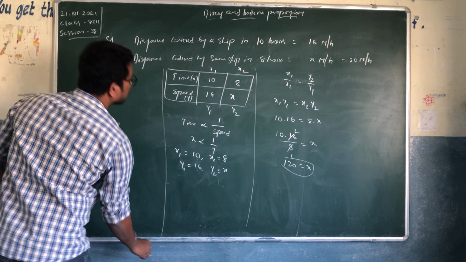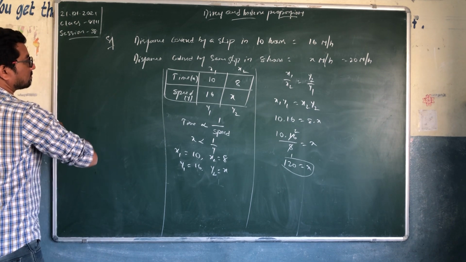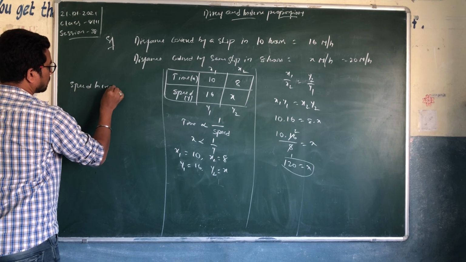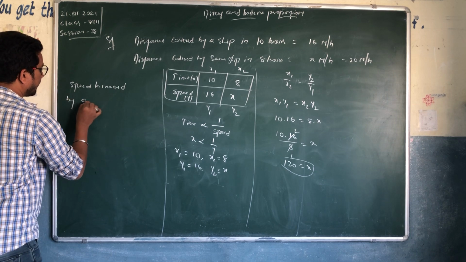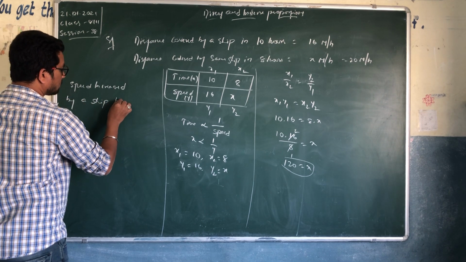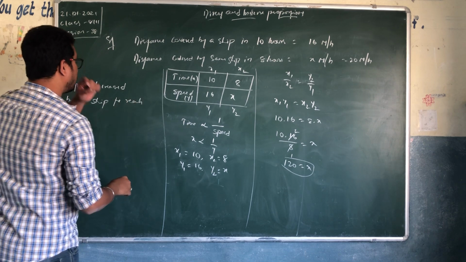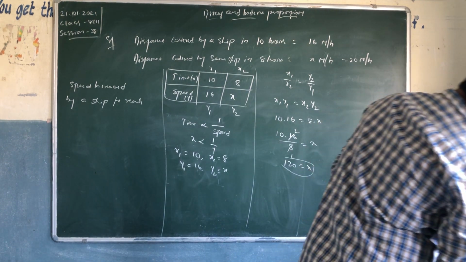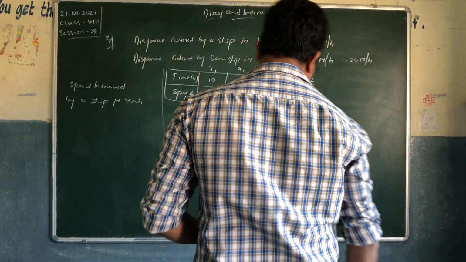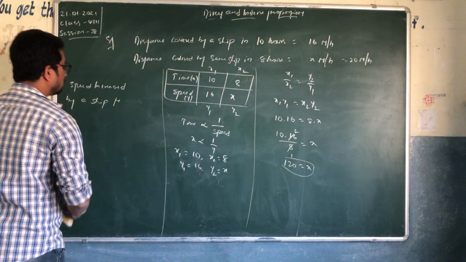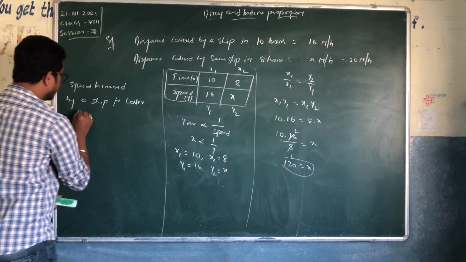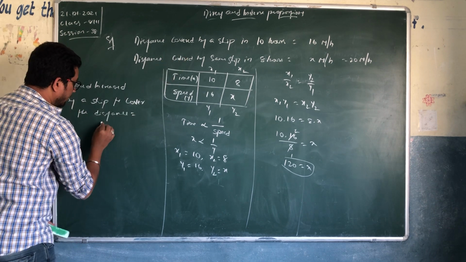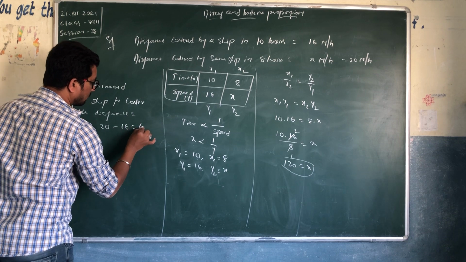Write down: speed increased by a ship to reach, okay, speed increased by a ship to cover the distance is equal to 20 miles minus 16 miles is equal to 4.